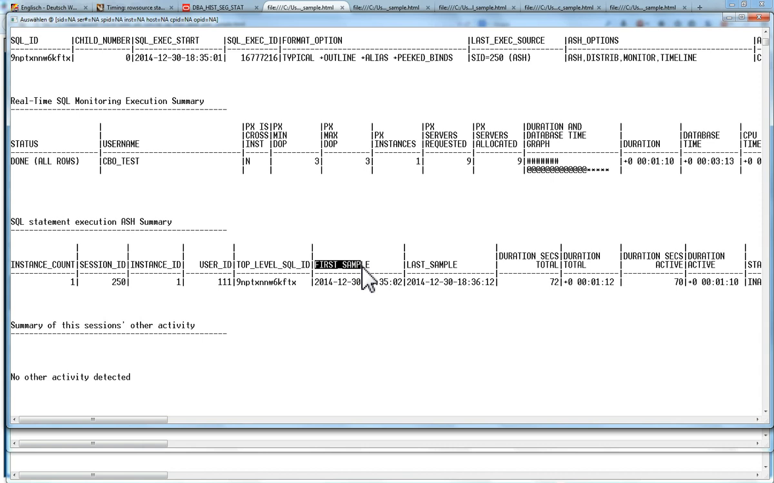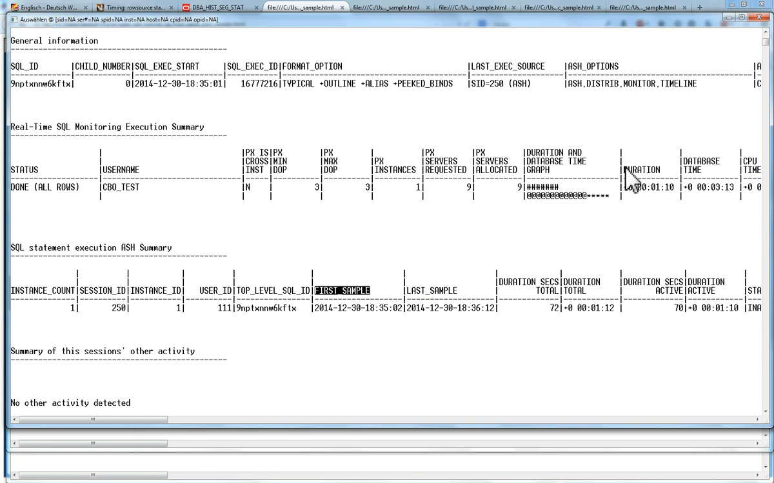Then you get information about the first sample and last sample that could be found in the active session history for this particular execution. And of course, typically this should be somehow related to the duration. You can see here some minor difference between the real-time SQL monitoring information and the information extracted from active session history.